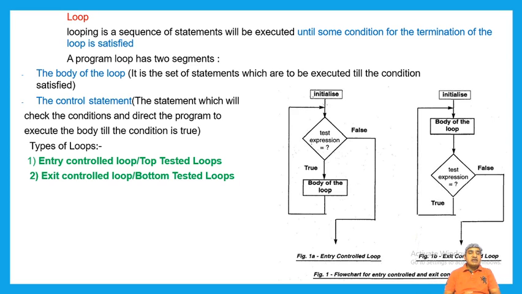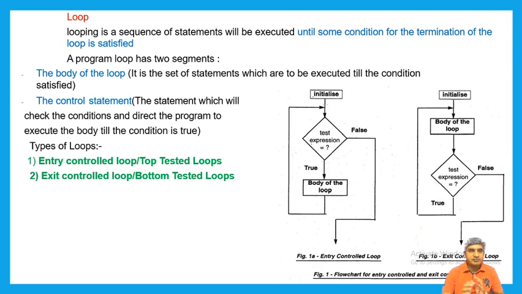So the first is an entry control loop, or top tested loop, and the second is a bottom tested loop, or exit control loop. In a top tested loop, the condition or test expression is checked initially at the top. In a bottom tested loop, the body of the program is executed first, then the condition is checked.